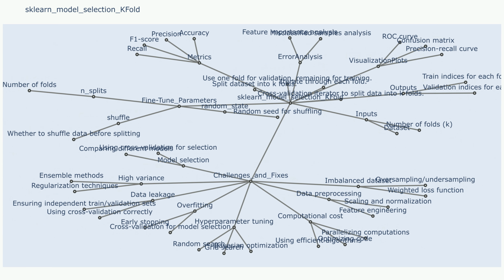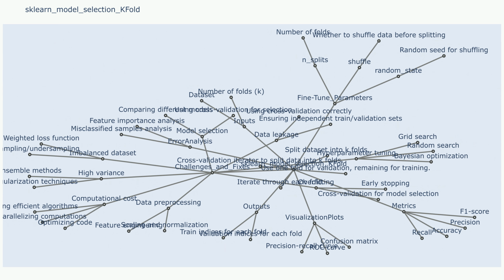Fixes to challenge 2. Increase the dataset size: collect more data if possible. Use a different cross-validation technique: explore alternatives like leave-one-out cross-validation (LOOCV) or repeated K-fold, which might be more suitable for smaller datasets. Combine K-fold with other techniques: combine K-fold with data augmentation methods to create more training samples.